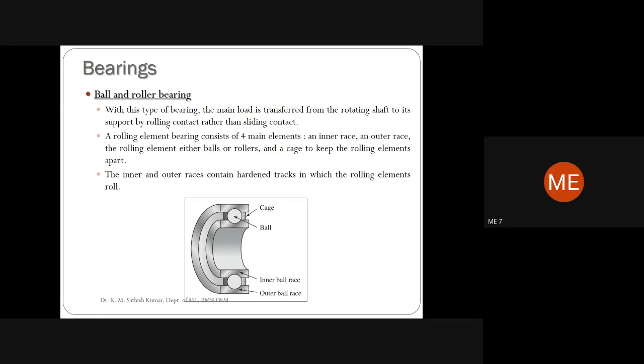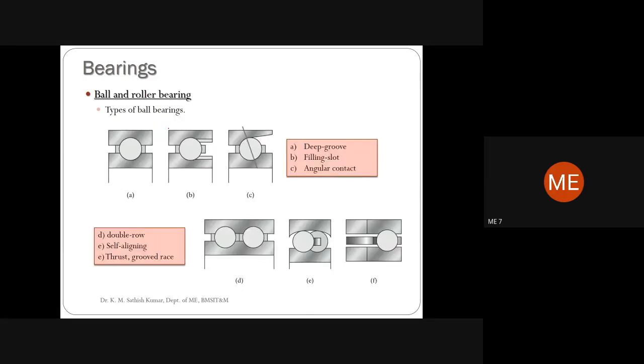Now here, depending upon the type of load that you are going to transfer, the ball bearings are going to have different classifications. Those classifications are like this: we have the deep groove ball bearing, the angular contact ball bearing, and the filling slot ball bearings.